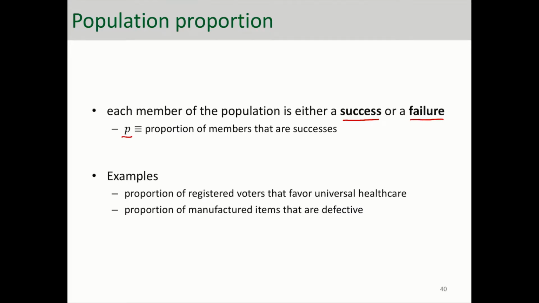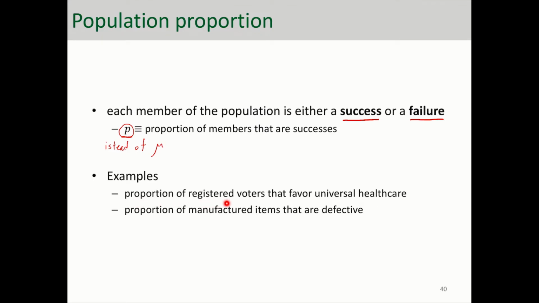And the P, the population proportion, is the members that are successes. Well, you can define success or failure different ways depending on the application, but the important point here is that we are testing on population proportion instead of mu, which we have been doing. Mu was average or population mean.